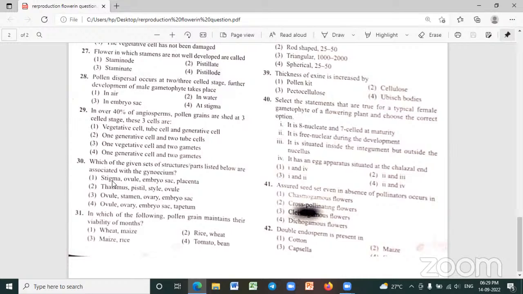Gynoecium means which one, you know? Stigma comes because stigma is the tail of the ovary. Ovule comes definitely. Embryo sac is present inside. Placenta is also inside. So this is the correct one. So the answer is the first one.